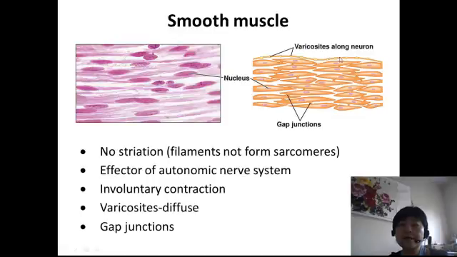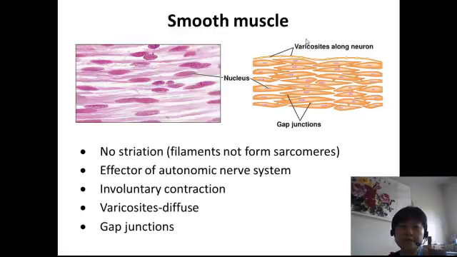The way that the autonomic nervous system controls smooth muscle is different from skeletal muscle. Here on top is the autonomic nervous system, and the connection between it and smooth muscle is by varicosities. These are varicosities along the neuron, and neuromuscular transmission happens by diffusion. So it's not a specific neuromuscular junction like with skeletal muscle.